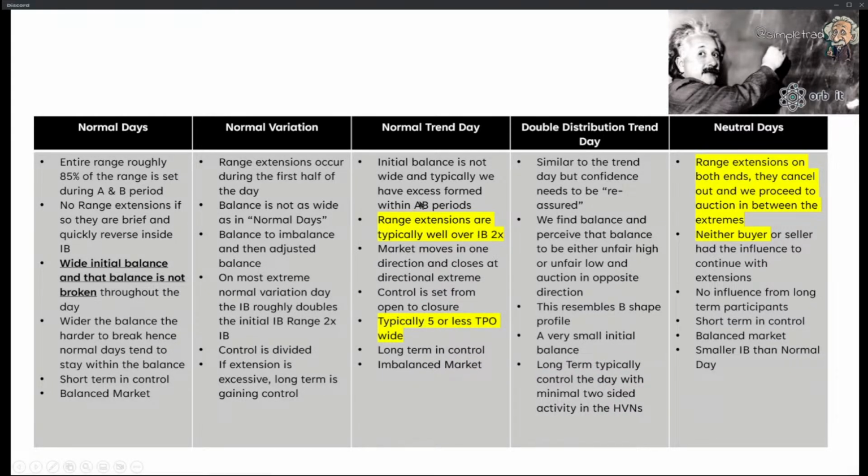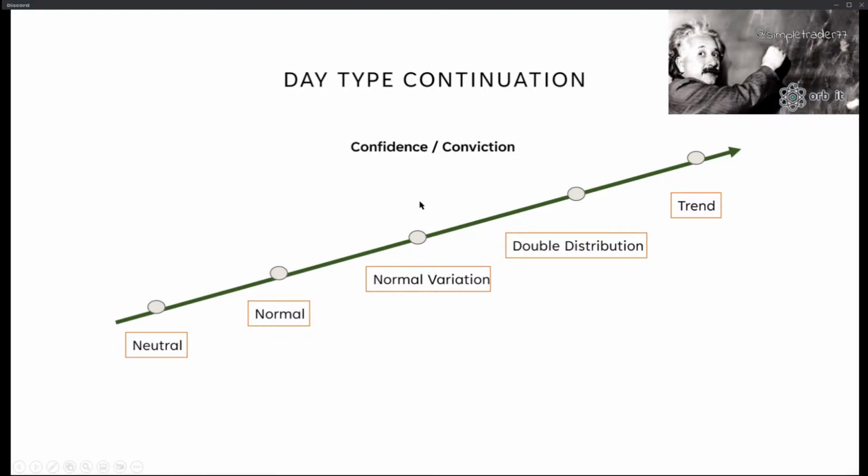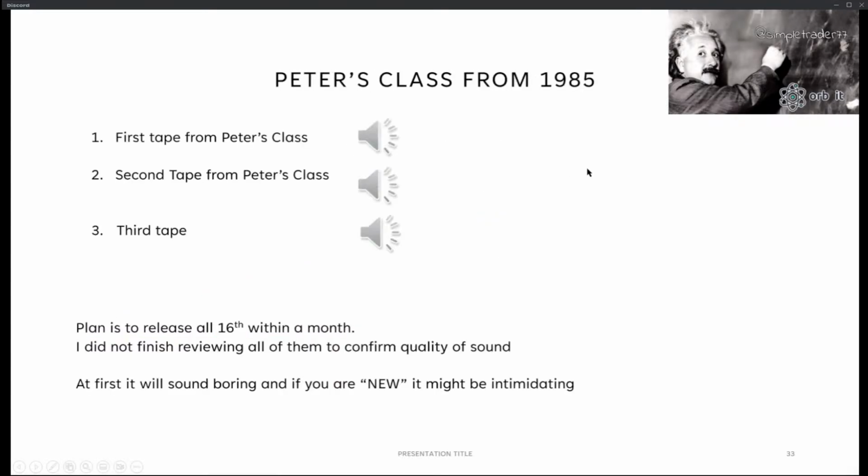This really, really helps. And in terms of confidence, this is how I would rank them personally, right? Neutral, normal variation, double distribution, trend days. Usually double distribution will go to a trend day, right? And then you have the trend day, which the conviction and confidence is huge. Okay. I think we covered this.